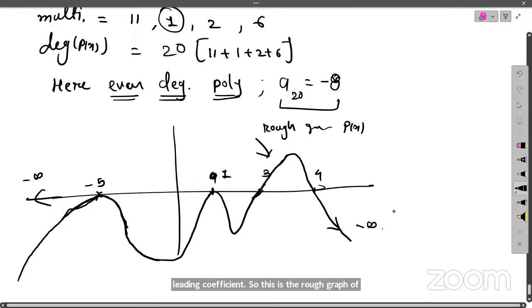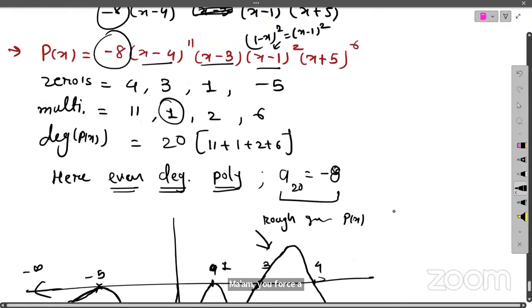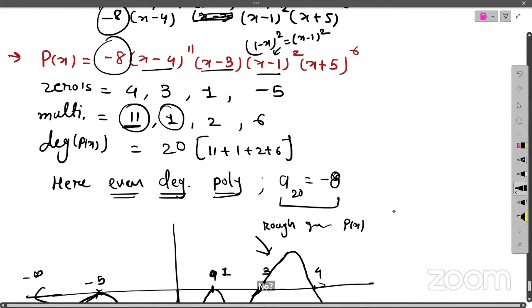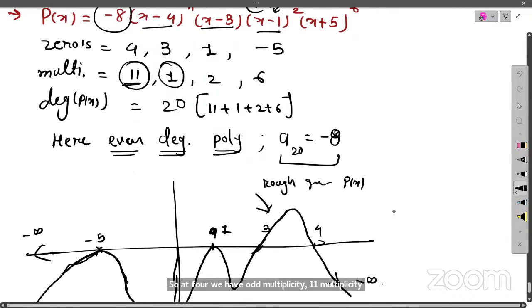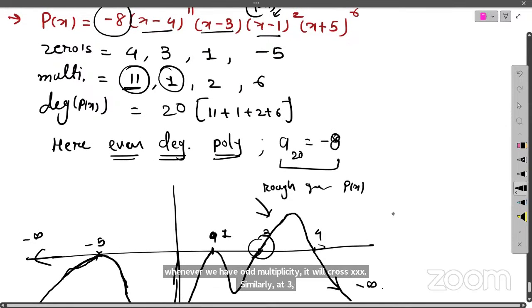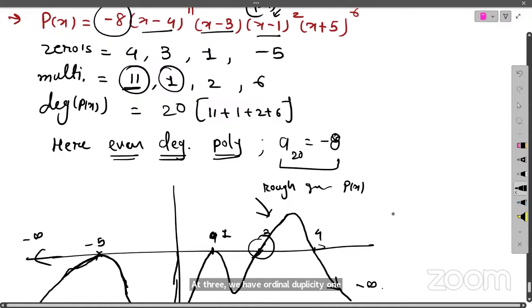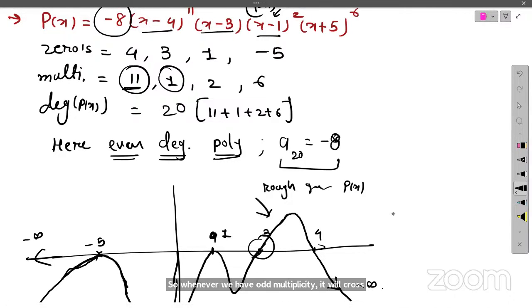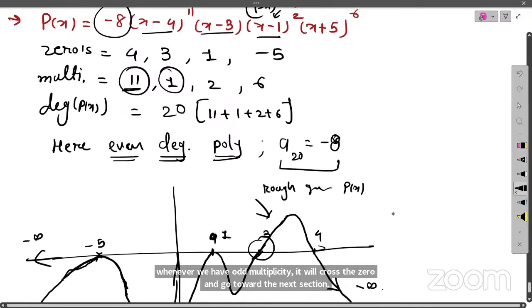Ma'am, why did it cross at 4? Please clarify this once. Yes, so at 4 we have odd multiplicity, 11. Whenever we have odd multiplicity, it will cross the x-axis. Similarly, at 3 we have odd multiplicity 1. So whenever we have odd multiplicity, it will cross the zero and go toward the next section. Fine?